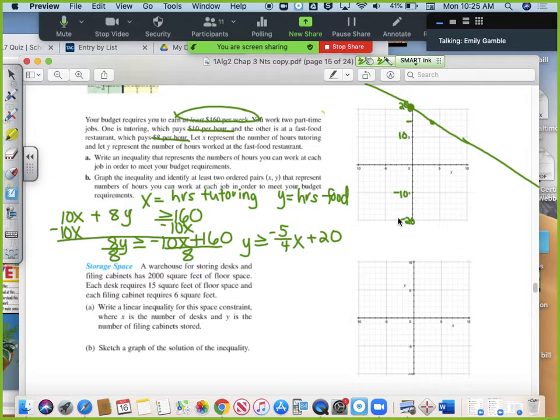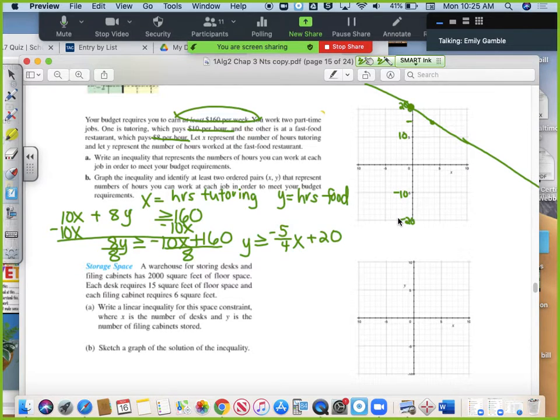And why do negative numbers not make sense for this problem? You want to make money, not lose it. And look what X represents. X represents the number of hours that you tutor. Why would it not make sense to have negative numbers for X?